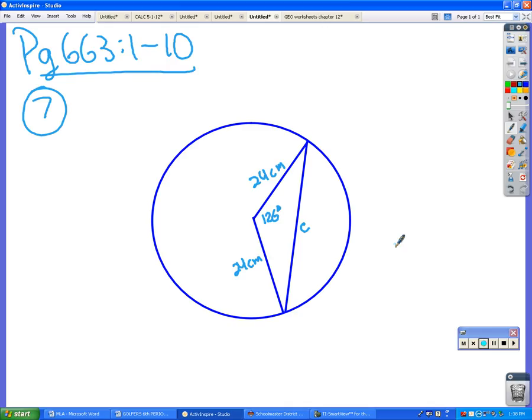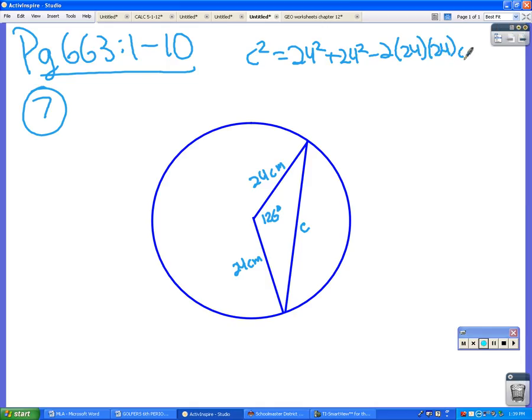Law of cosines, because this is sort of like a side-angle-side situation. I can't use the law of sines because I don't know the angle across from this side, and I don't know the angle across from that side, so the law of sines will not work. But it's a perfect setup for the law of cosines. Who can tell me what? c squared equals 24 squared plus another 24 squared, and again, they're both 24 because they are radii of a circle, so they're equal. Minus 2 times 24 times 24 times cosine of 126. And you square root that bad boy.